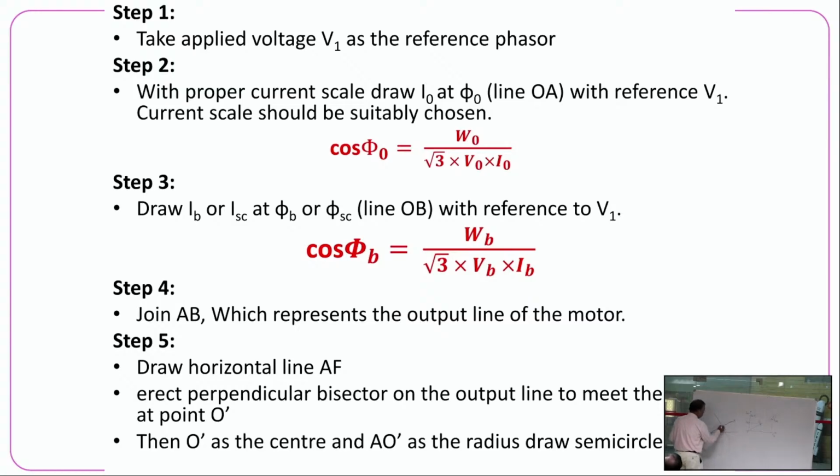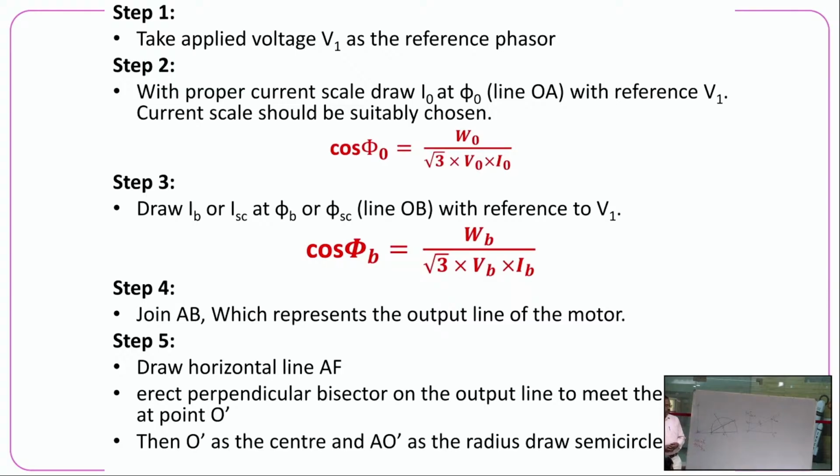The intersection of the perpendicular bisector of AB with the horizontal line is C, where C is the center of the circle. Now we take CA as radius and draw a semicircle that will pass through B also. So this is the circle diagram. C is the center of the circle, CA is the radius, CB is the radius. And the AB perpendicular bisector we draw. Is it clear? First, how to draw the circle diagram?